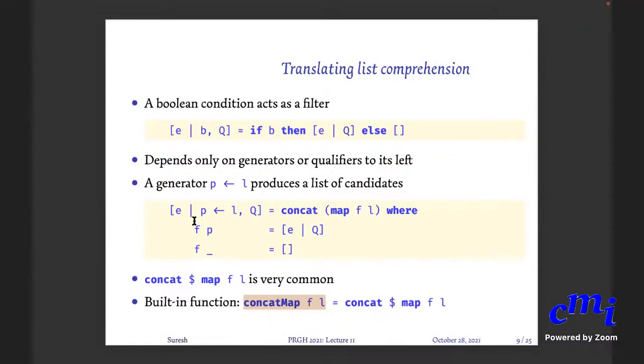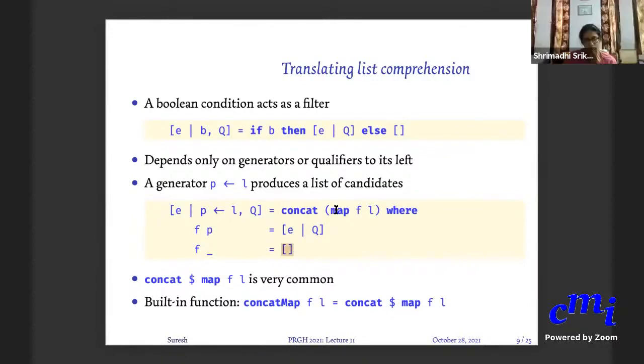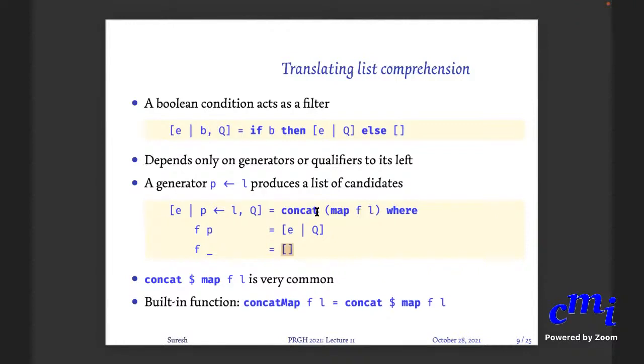Right? That is what I was telling you. This F takes an element, it takes one pattern P and it returns a list. It takes any other pattern, it will return an empty list. So it is definitely producing a list, but I don't want a list of lists as a result. If you do map F L, I'll get a list of lists, but I want a single list, so I'll concat.